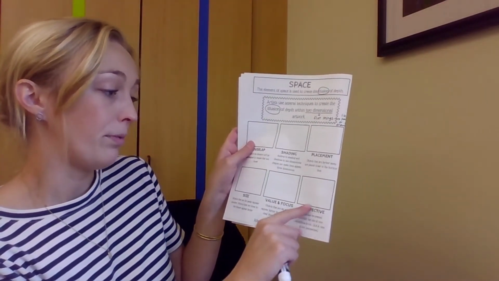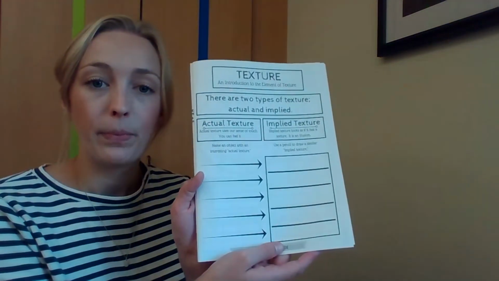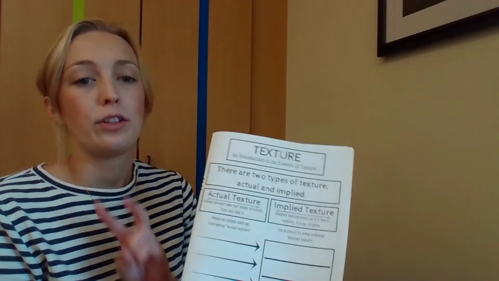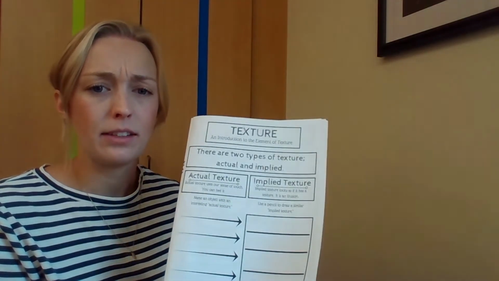And we've got perspective. Depth can be created through the use of one vanishing point, which is kind of what we just did on that last page. So you can use the same element there to create more space in your art. Turn the page. Now we're going to talk about texture. There's two types of texture: actual texture and implied texture. What do you think those mean?